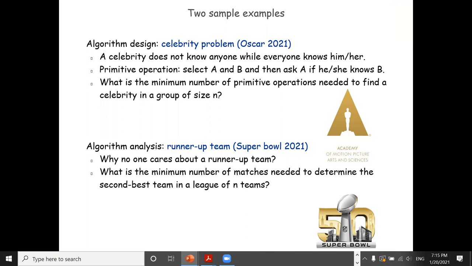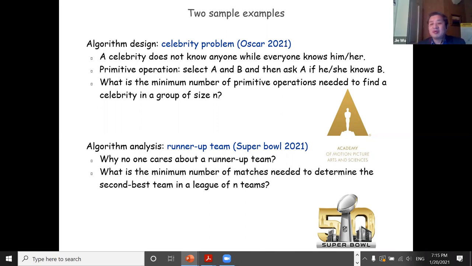I think I have an answer for it. Okay, what's your answer? What I came up with is, say there are N teams. The minimum number of games to find the runner-up would be: every team that directly played the champion and lost would then play each other in a separate bracket to find the second place team. Great. So it's N plus log base 2 of N minus 2.